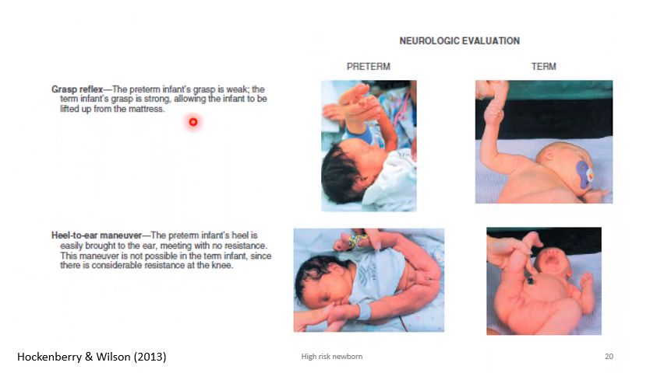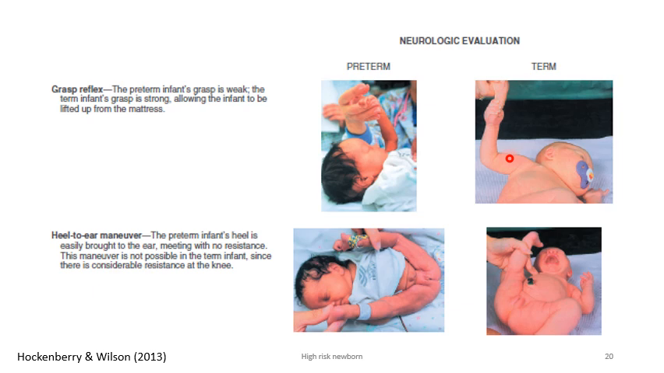Next thing is the grasp reflex regarding the neurological evaluation. On the term baby, as I mentioned before, we have what we call the grasp reflex, and a term baby will have a strong grasp reflex. Meanwhile, babies who are preterm will not be able to even grasp, and we need to support the hands to see whether there is a grasp reflex. There is a grasp reflex, but it's very weak because of the preterm condition that the baby has.